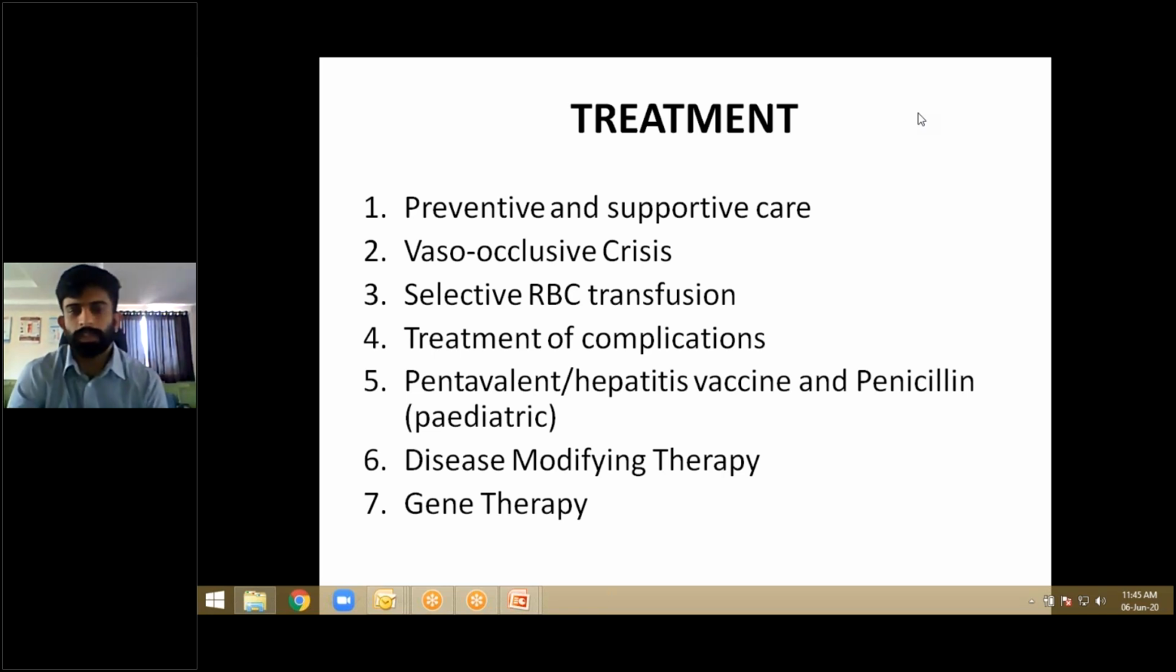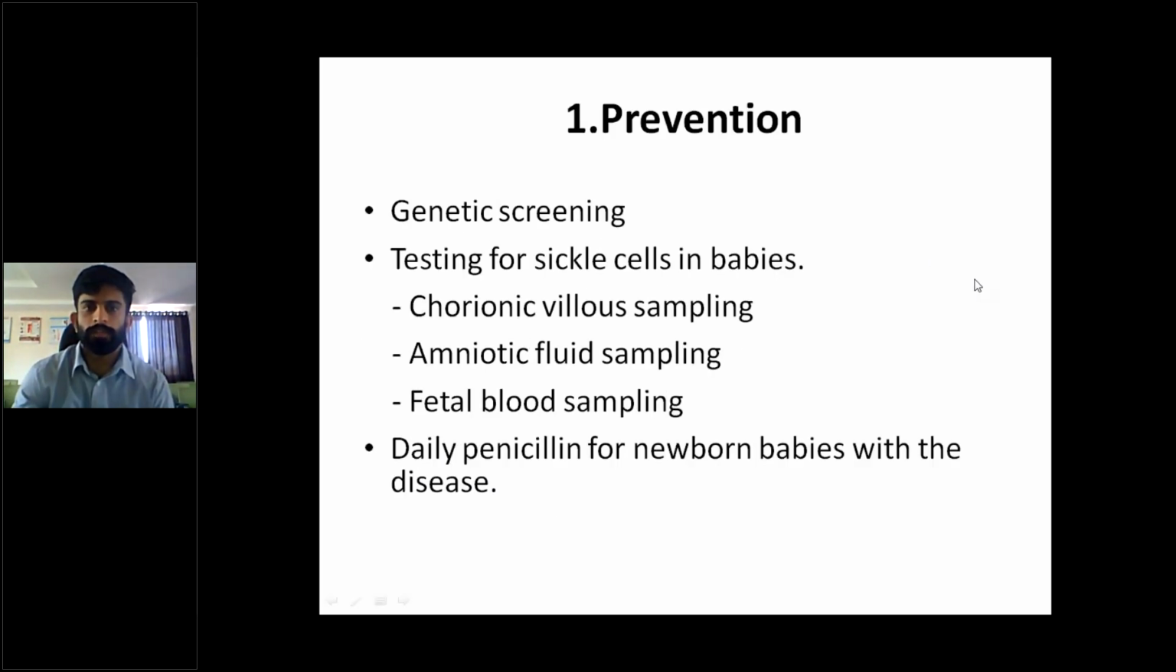The sixth one is disease modifying therapy. There are some drugs that are useful for modifying the disease up to some extent in sickle cell anemia. The seventh one is gene therapy, where gene therapy has proven to be of some use in sickle cell anemia. So all these seven things will be discussed in the next few slides. So first one is preventive and supportive care.